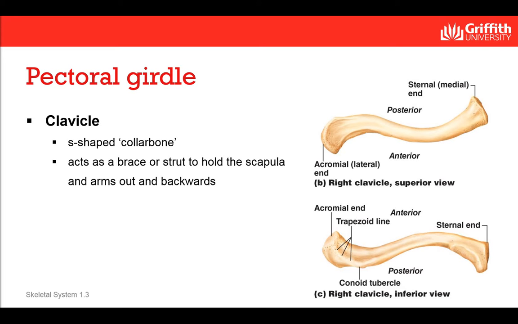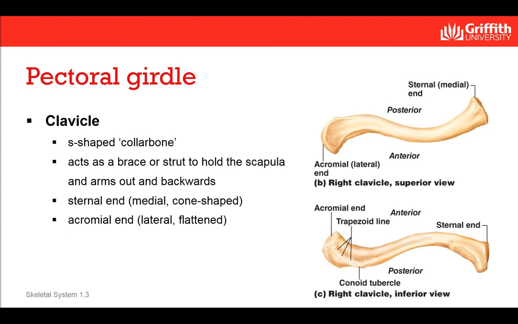When looking at the clavicle, how can we tell which end is the sternal end and which is the acromial end? The sternal end, which is found more medially located, is cone-shaped or more rounded. The acromial end, which is found more laterally, is flattened. The superior surface of the clavicle is smooth, and the inferior surface is rigid and grooved by muscle and ligament attachments.